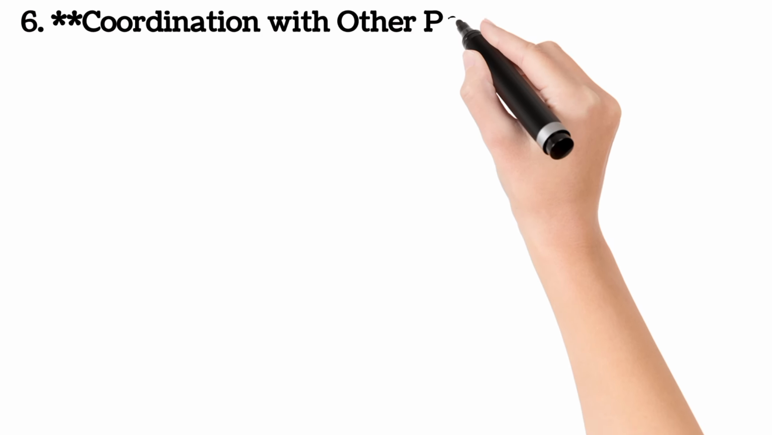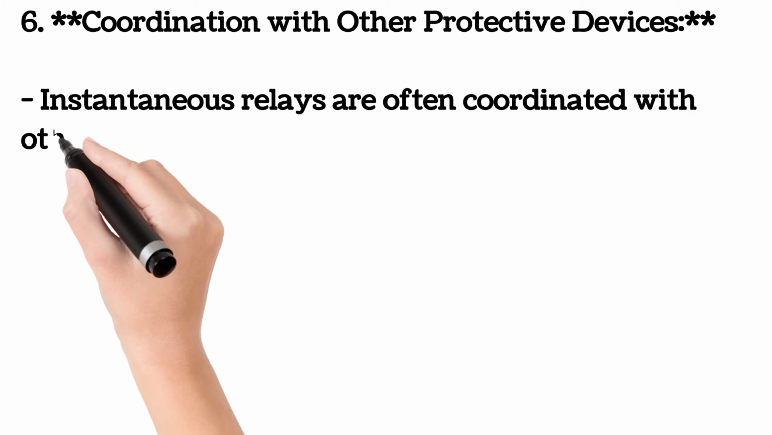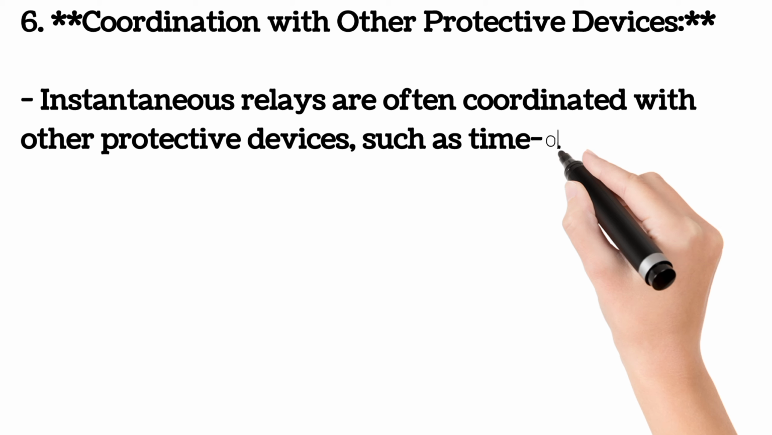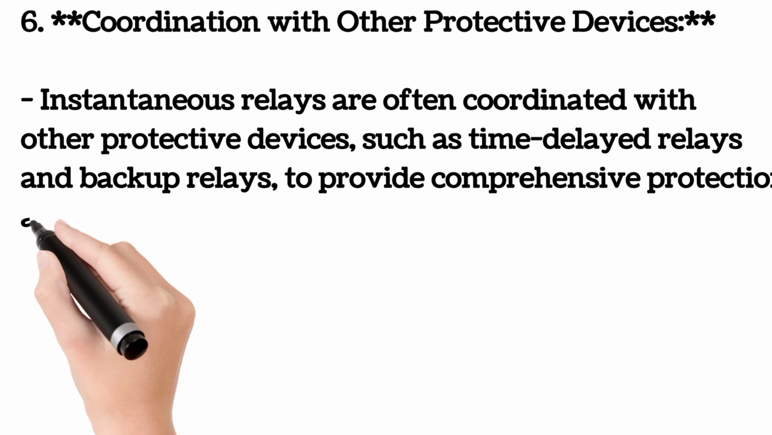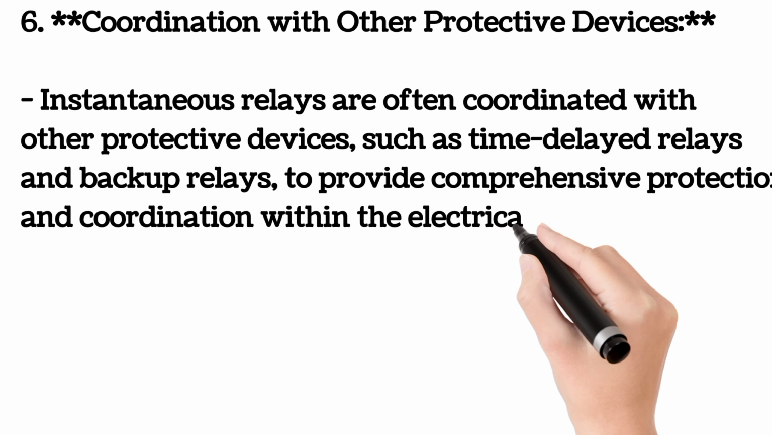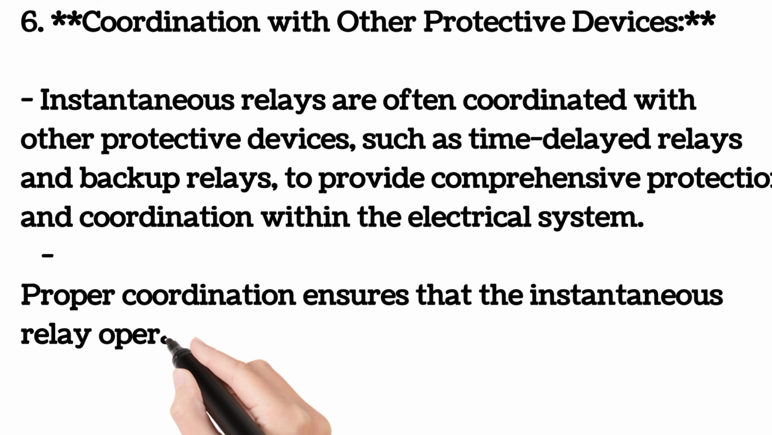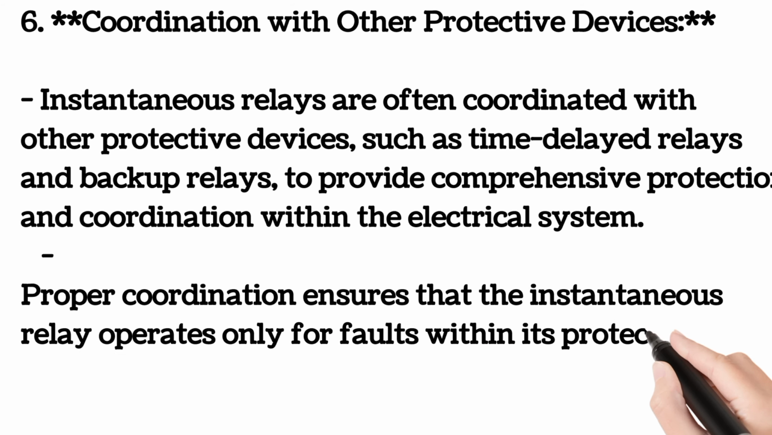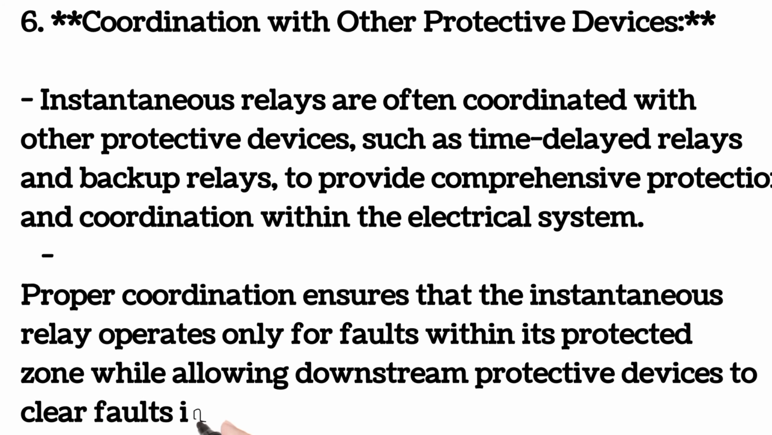6. Coordination with other protective devices. Instantaneous relays are often coordinated with other protective devices, such as time-delayed relays and backup relays, to provide comprehensive protection and coordination within the electrical system. Proper coordination ensures that the instantaneous relay operates only for faults within its protected zone while allowing downstream protective devices to clear faults in their respective zones.